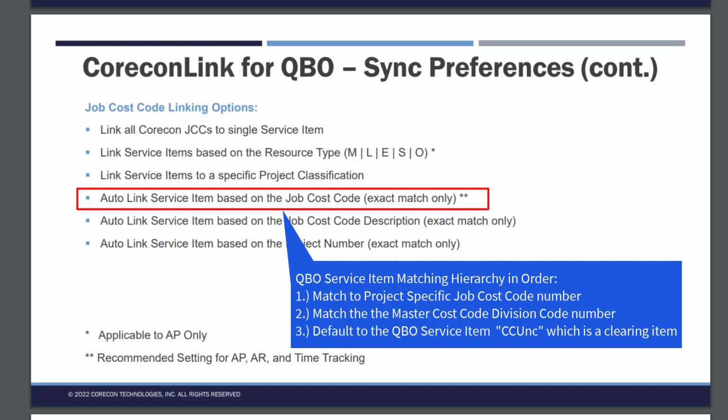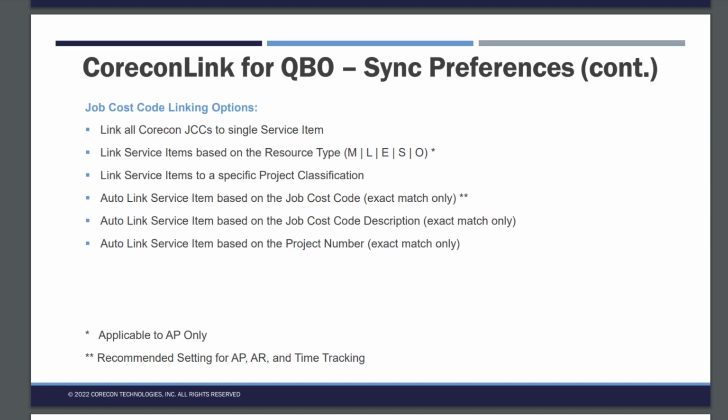If it doesn't find the job cost code number, it then looks to the division code number from the master cost code list. If it finds an exact match in the QuickBooks Online service items, that's where that transaction will post. If it finds neither the job cost code number or the master cost code division code number, it will then post to an item that we call CCUNC, or Corecon Unclassified.